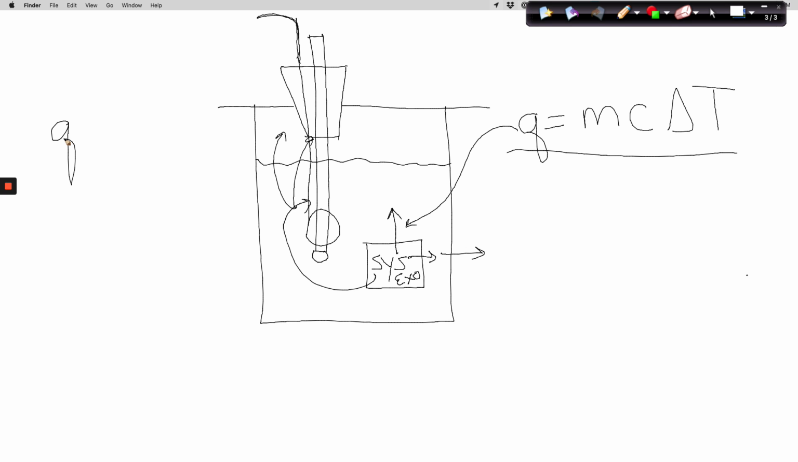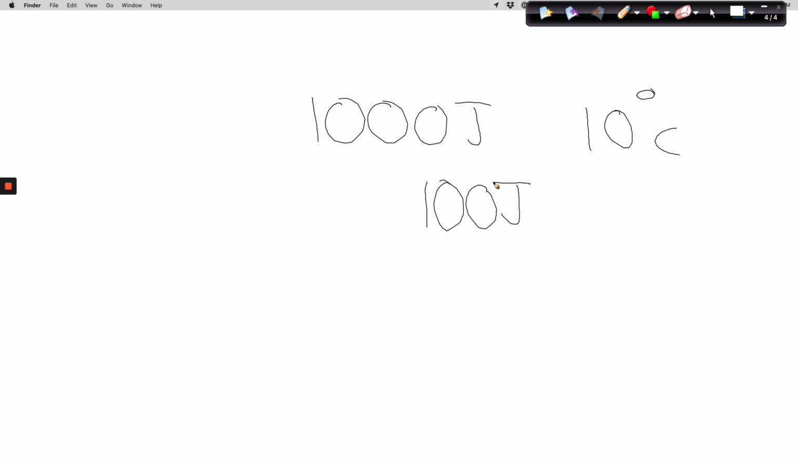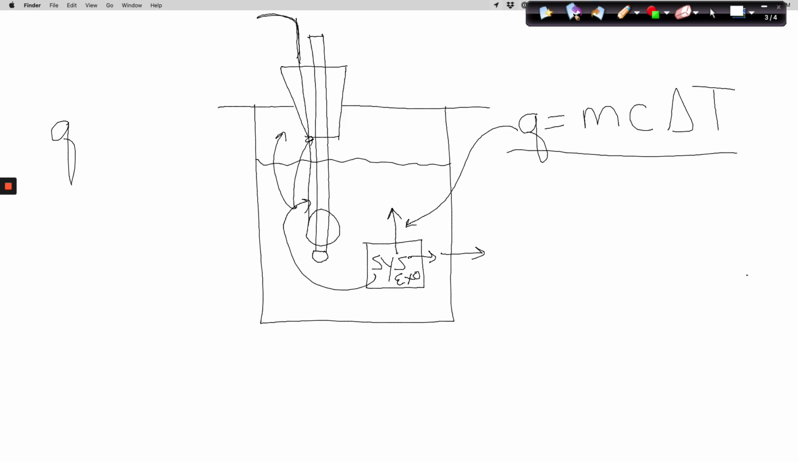I'm going to go to a clean screen to remind you. Remember we talked about this idea, if we dump 1,000 joules of energy into a system and its temperature goes up 10 degrees, what is the heat capacity? 100 joules per Celsius degree. So guys, we know that this is 100 joules per Celsius degree. Then, if we take that same system and we dump energy into it, and its temperature goes up 5 degrees Celsius, how much energy went in? Wouldn't it be nice to know that information about our calorimeter?